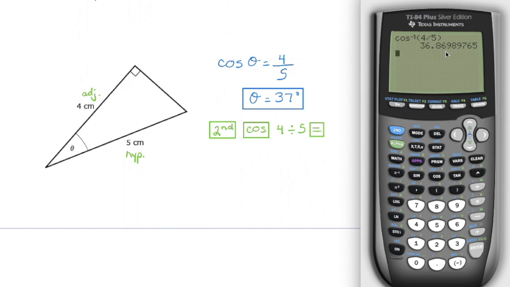Because I'm rounding my angles to the nearest whole, unless it specifies otherwise, this is an 8, which bumps that up to a 7. So 37 degrees is the measure of that angle.